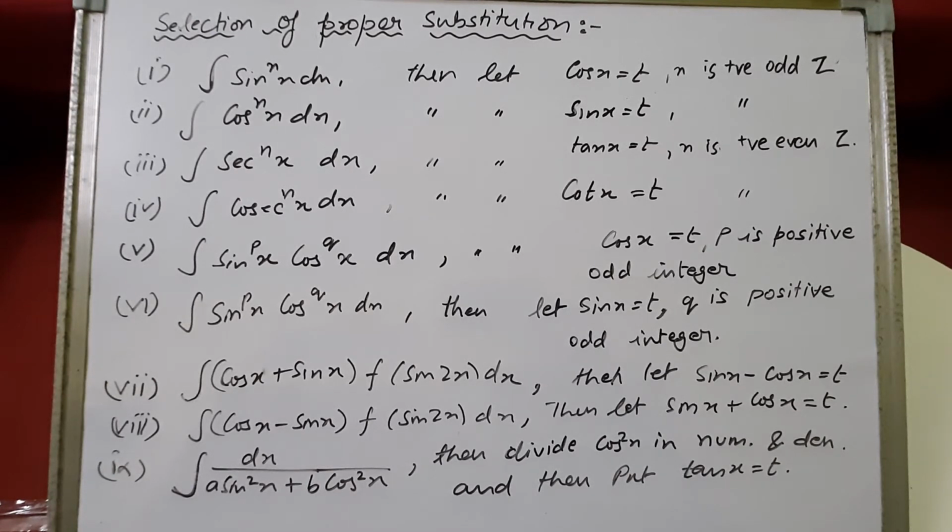Right. And similarly, if we have integration in the form of (cos x minus sin x) f(sin 2x) dx, now if we have cos x minus sin x, this is the derivative of sin x plus cos x. Right, if we differentiate this expression, we'll get cos x minus sin x. So we're going to put this value as t.